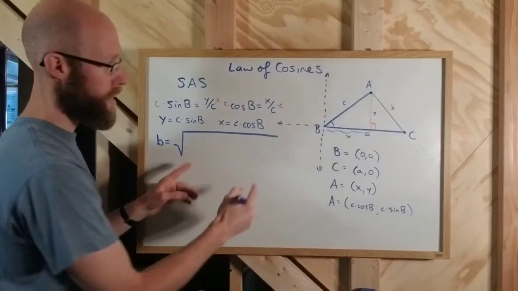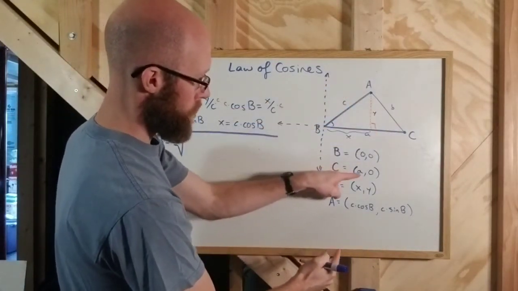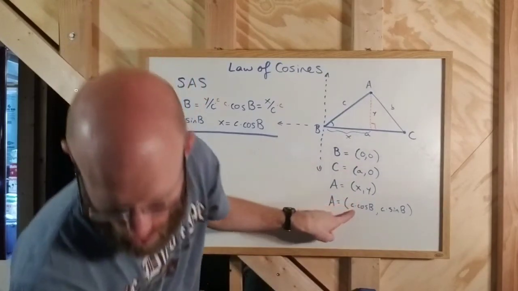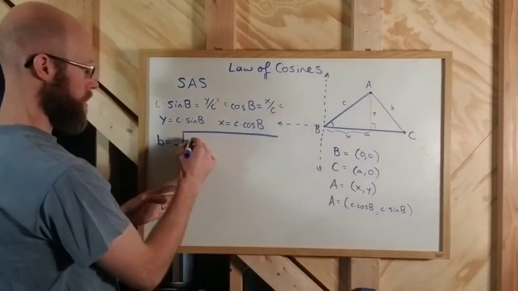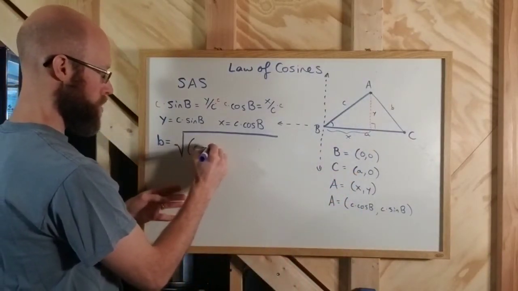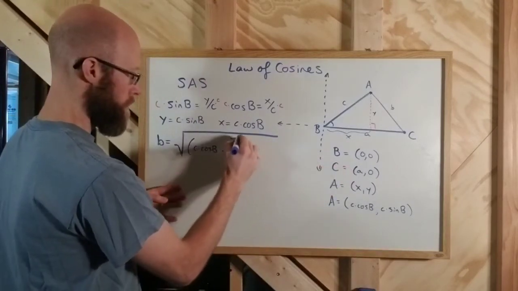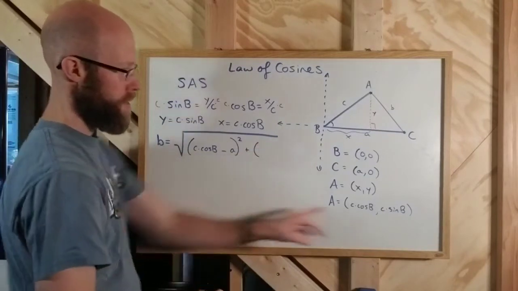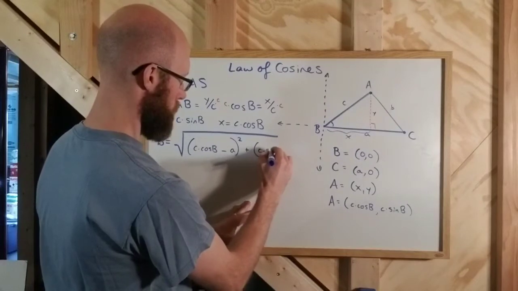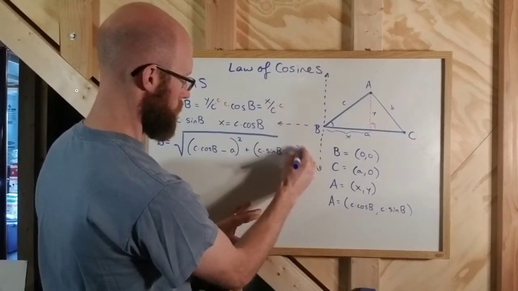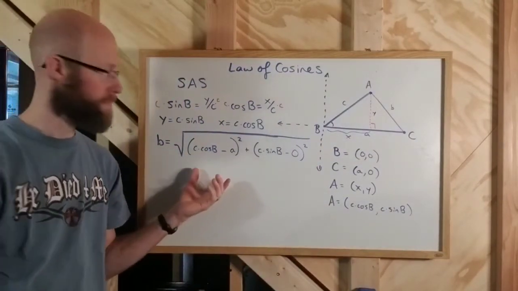So you'd have, in the x direction, you'd have the distance between C and A, which is a minus my cosine. Actually, I'll do it the other way around. We'll do the A point minus the C point. So we have c times the cosine of B minus little a, squared, plus c sine B minus 0, c times the sine of B minus 0, all squared. Okay? So that's our distance formula.